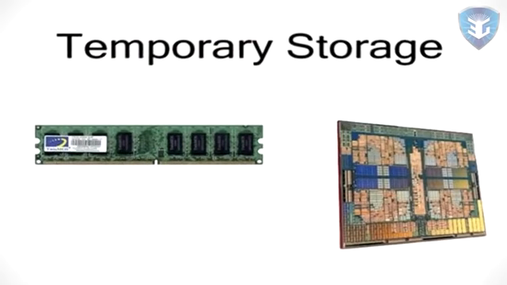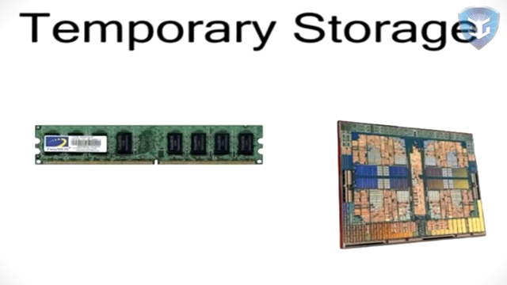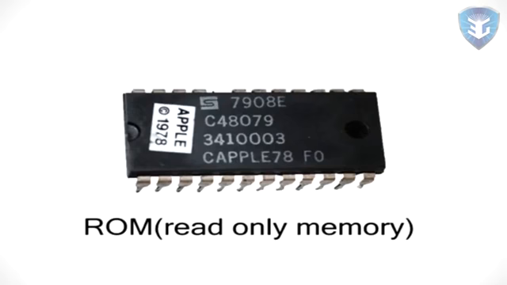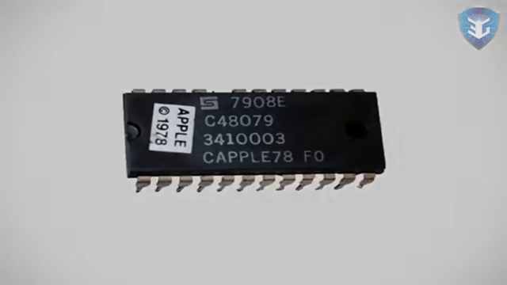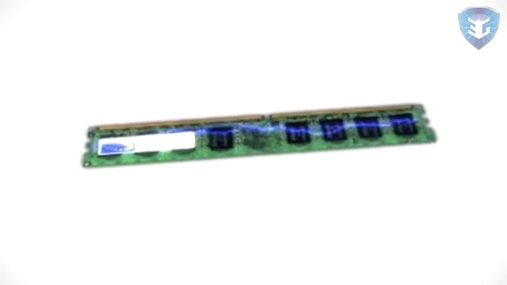Memory is the place in the computer that temporarily stores information while it is being processed. The two main types of memory are random access memory, or RAM, and read-only memory, or ROM. RAM is used to store temporary data. It contains all new data entered since you last saved your work. RAM changes constantly, and its contents are lost when the computer is switched off.